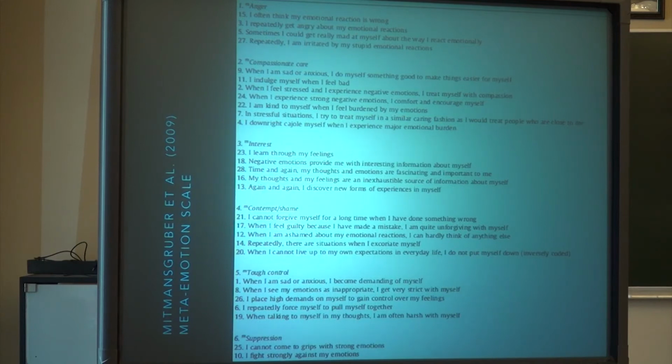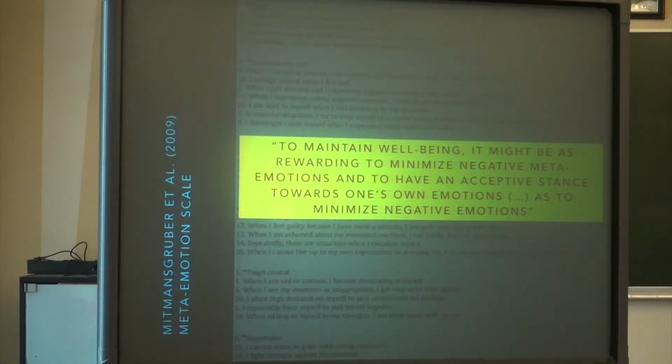So what they found was that in a non-clinical sample, individual differences in meta-emotion, as operationalized here, predicted subjective well-being over and above the related variables, trait mindfulness and experiential avoidance. So meta-emotion had a distinct effect. And what they say is that to maintain well-being, it might be as rewarding to minimize negative meta-emotions and to have an acceptive stance towards one's own emotions as to minimize the negative emotions themselves, which is an interesting conclusion.